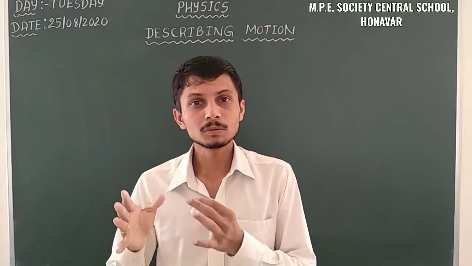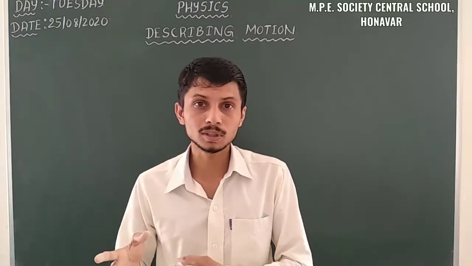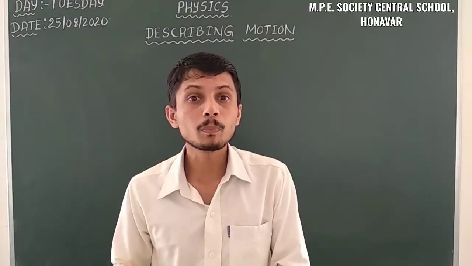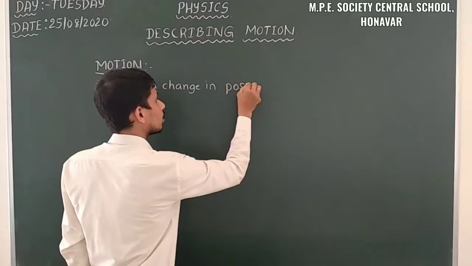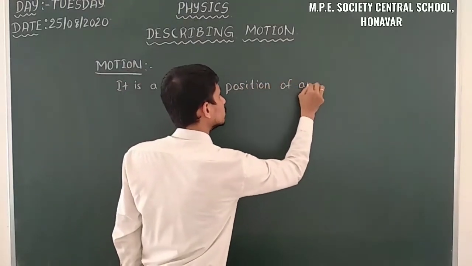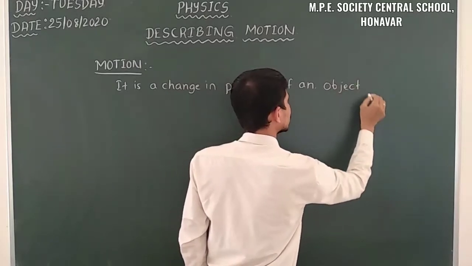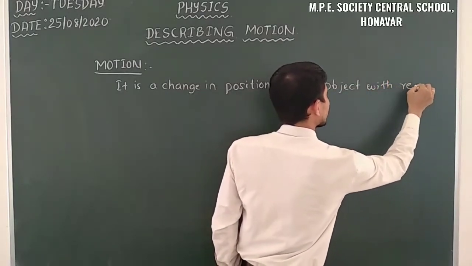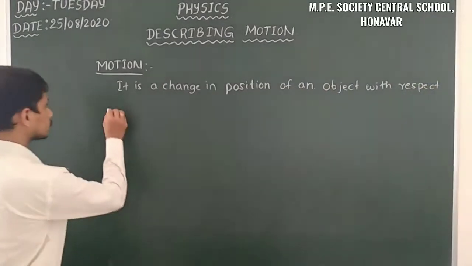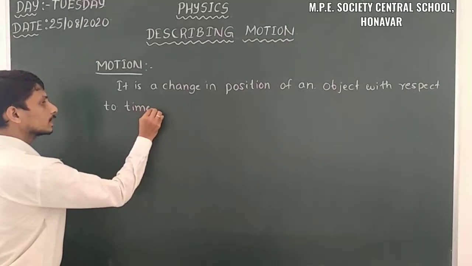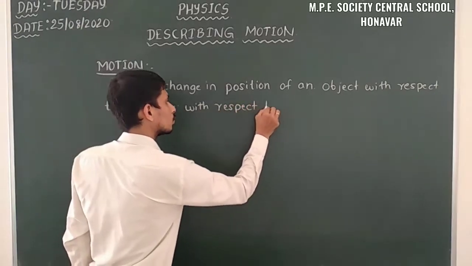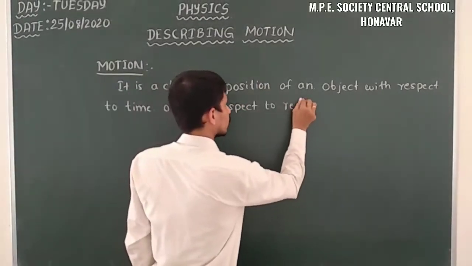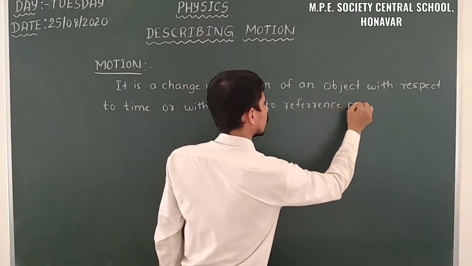Motion is a change in position of a body or an object with respect to time or with reference to a point. So motion is nothing but a change in position of an object with respect to time, or with respect to a reference point.